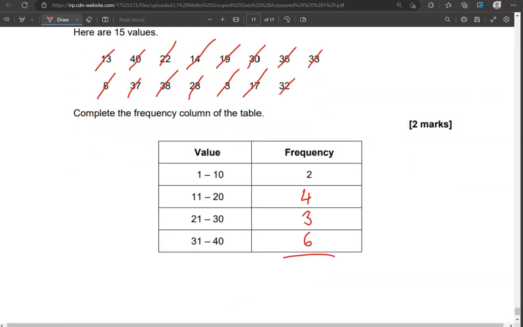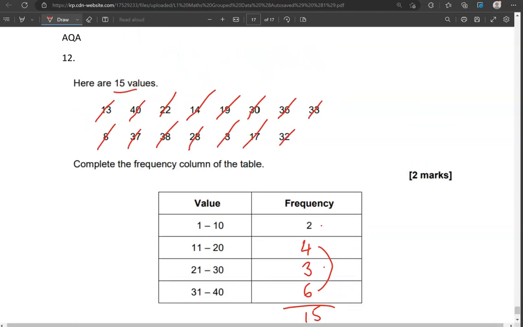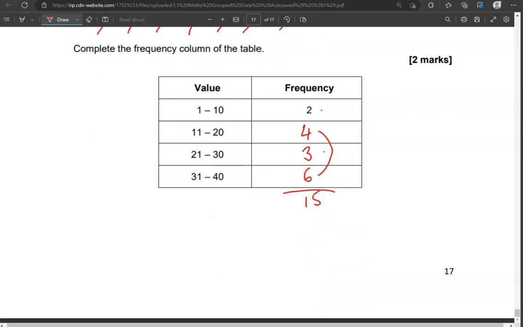In total, that is 4 and 6 is 10, 13, 15. Do we have 15 values? That's right. And that's the end of the questions.